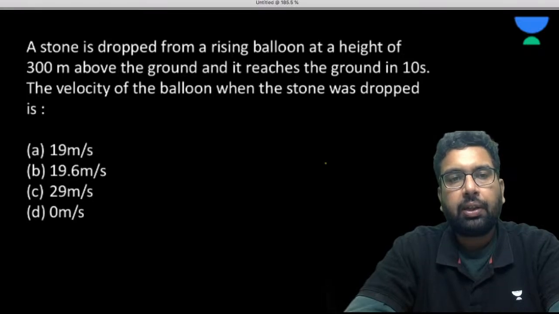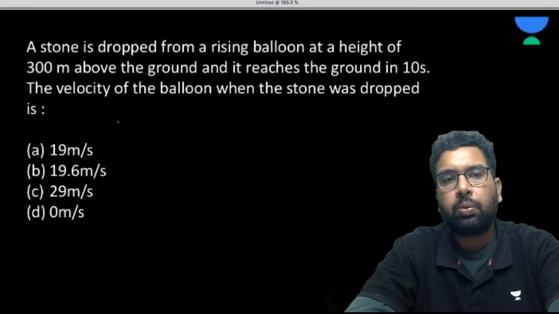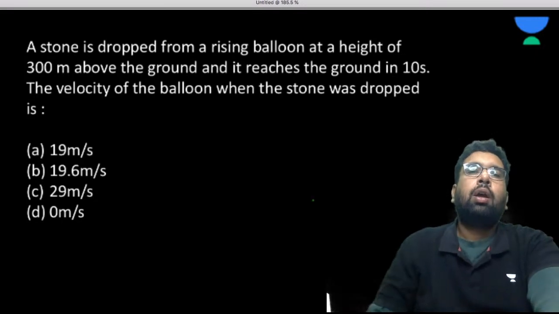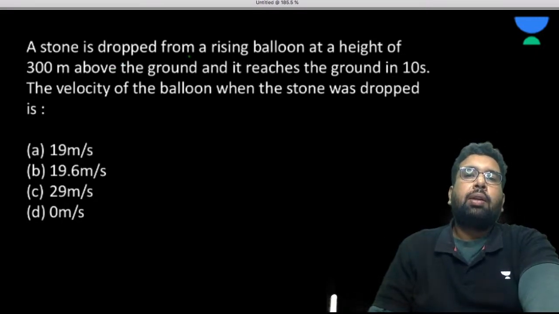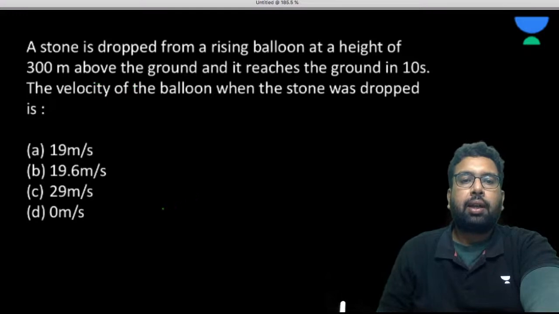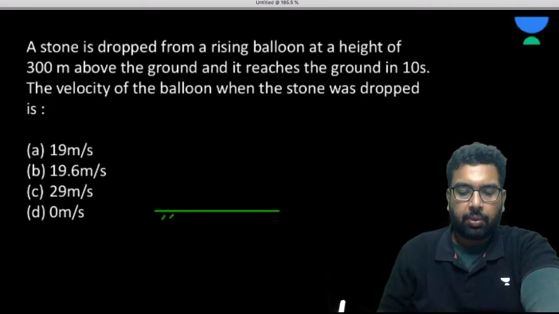It says a stone is dropped from a rising balloon at a height of 300 meter above the ground and it reaches the ground in 10 seconds. The velocity of the balloon when the stone was dropped is? So how can we try it? A stone is dropped from a rising balloon at a height of 300 meter above the ground and it reaches the ground in 10 seconds.